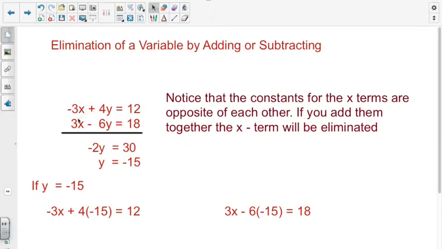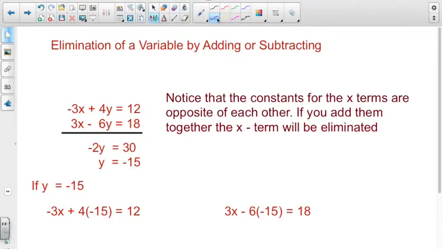Well, the negative 3x plus the 3x is going to go away and gives me a 0. So I'm going to look at a 4y minus 6y. That's going to be a negative 2y. And a 12 plus 18, which is going to be a 30. Okay, because we added these two together, and we added these two together because these two variables were exactly the same.